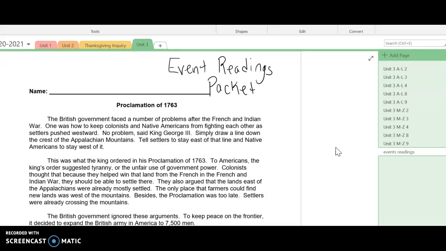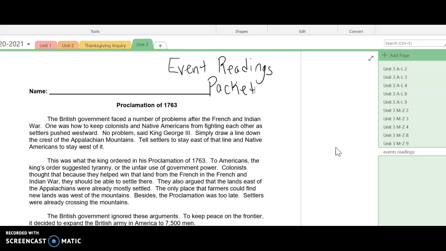The British government faced a number of problems after the French and Indian War. One was how to keep colonists and Native Americans from fighting each other as settlers pushed westward. No problem, said King George III. Simply draw a line down the crest of the Appalachian Mountains. Tell settlers to stay east of that and Native Americans to stay west of it. That was what the king ordered in his proclamation of 1763. To Americans, the king's order suggested tyranny or the unfair use of government power.